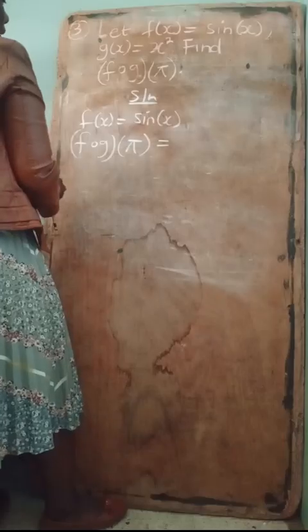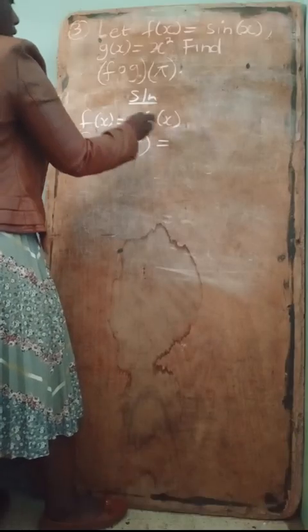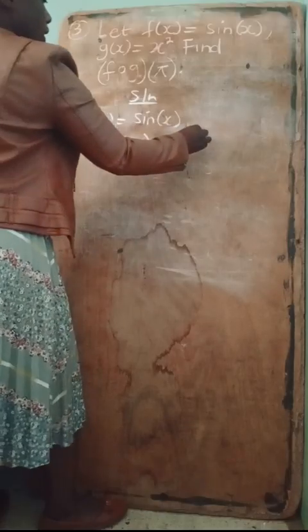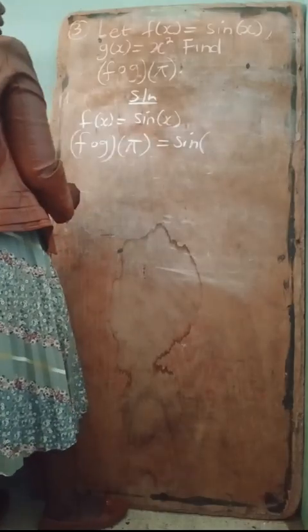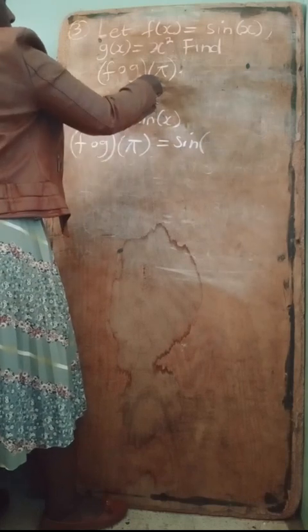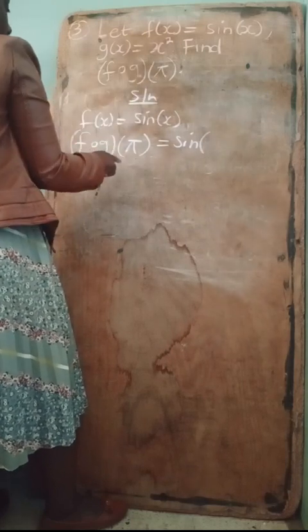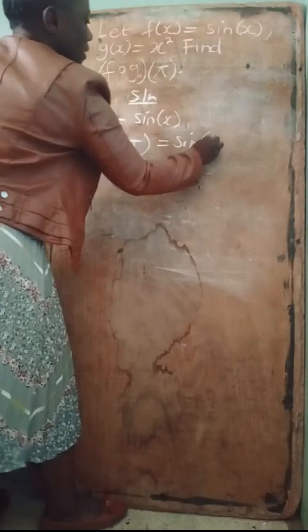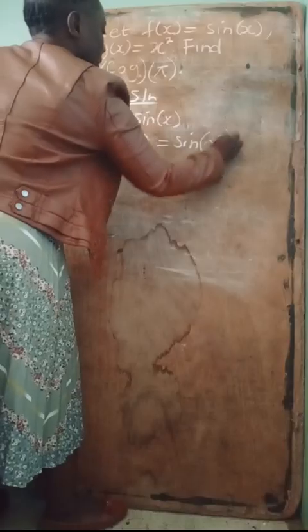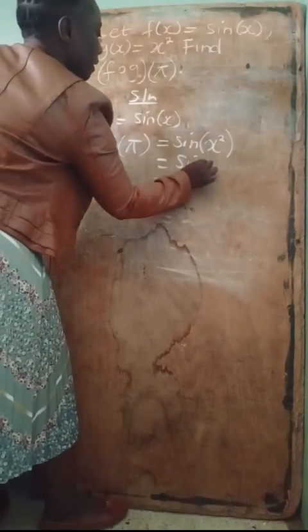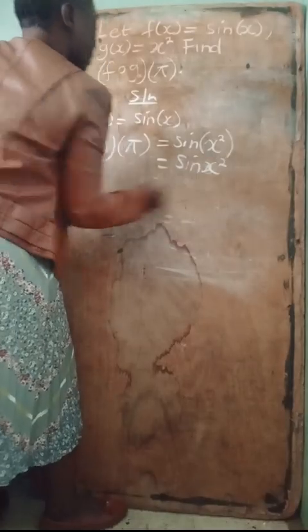So it means that in the function of this function now, we have sine x. Where there's x here, this time around we are not putting this one first. We have to put the function of g. And what is the function of g? It is x squared. So finally we have sine x squared.